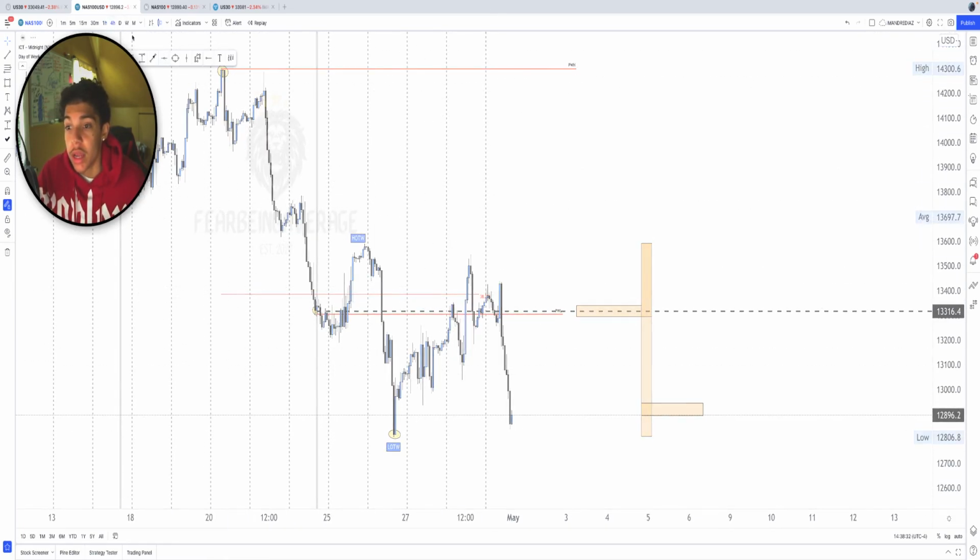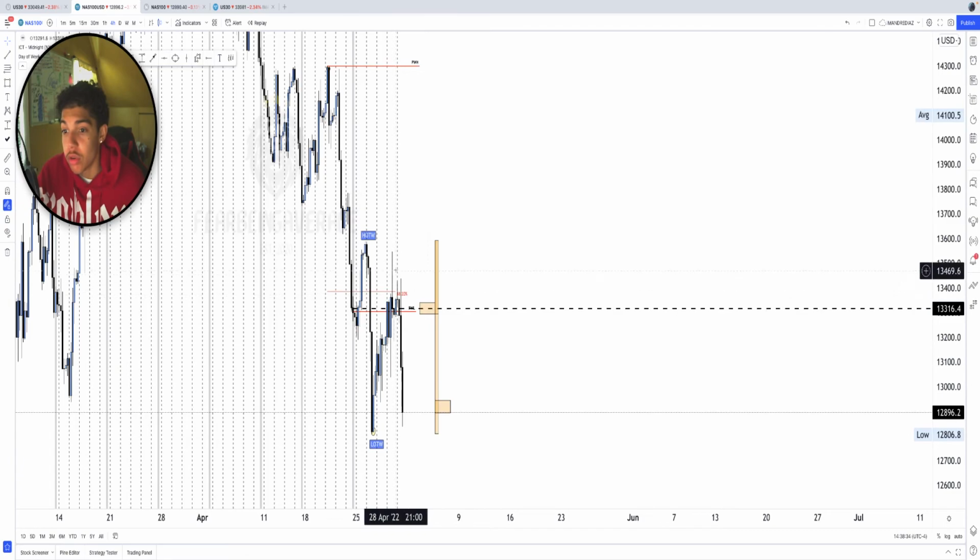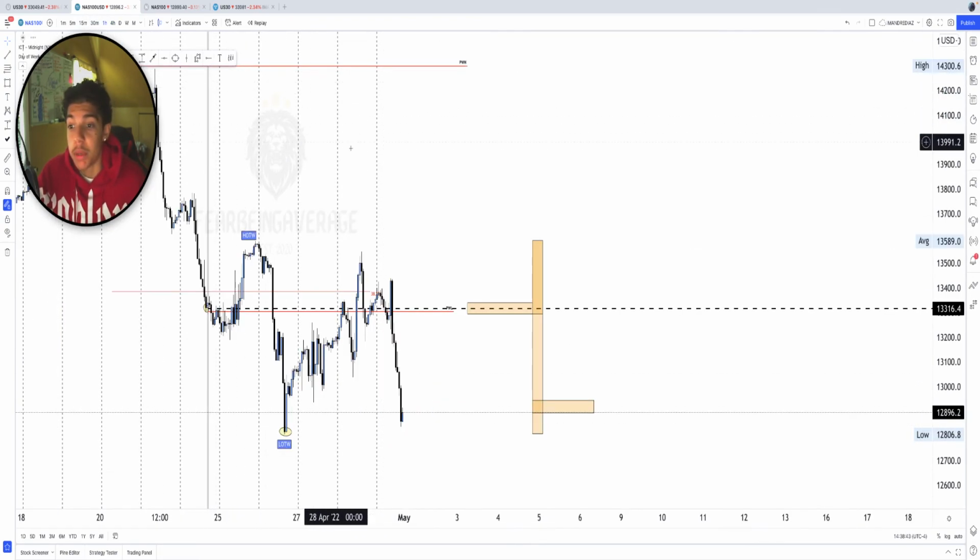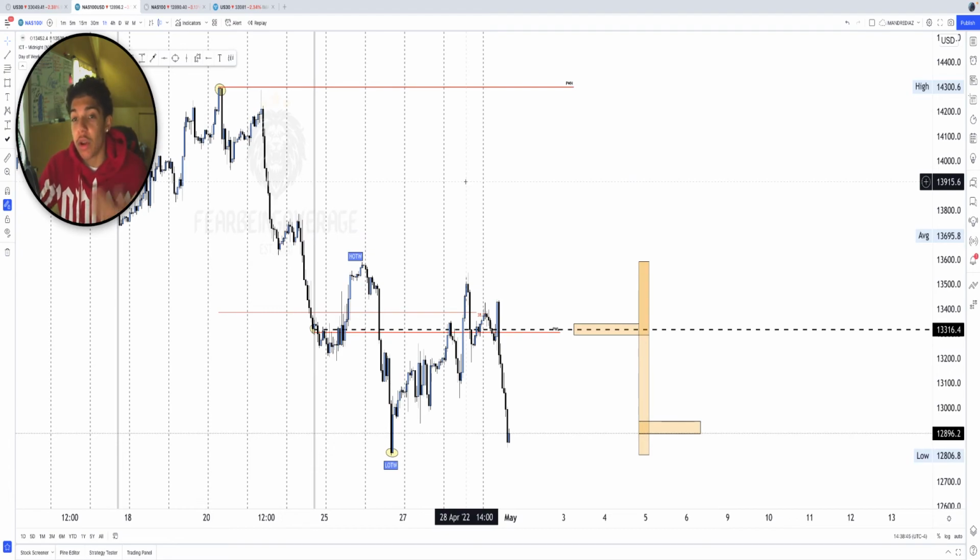Coming back to say this 4 hour, look at this. Look at how price respected it and overall stayed below this price and ended up coming lower. And more than likely next week we're going to be reaching for this low. So that's something I am going to be keeping in mind. But that's really all I have for you guys today.